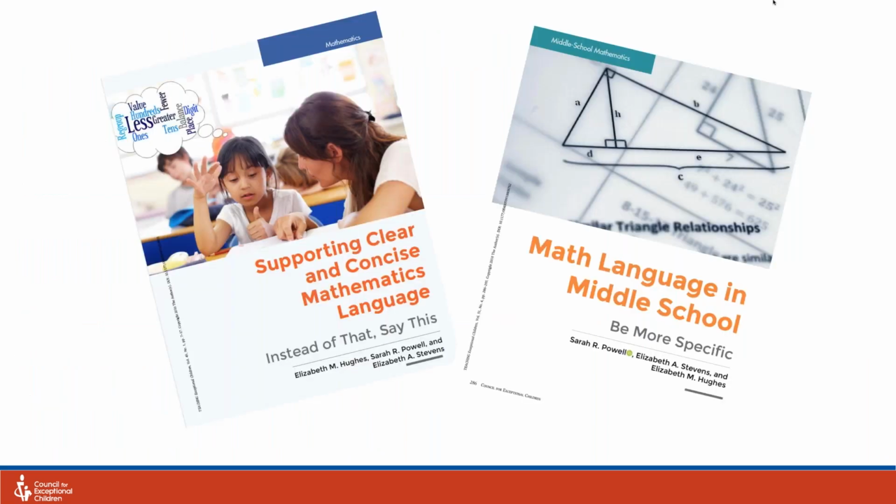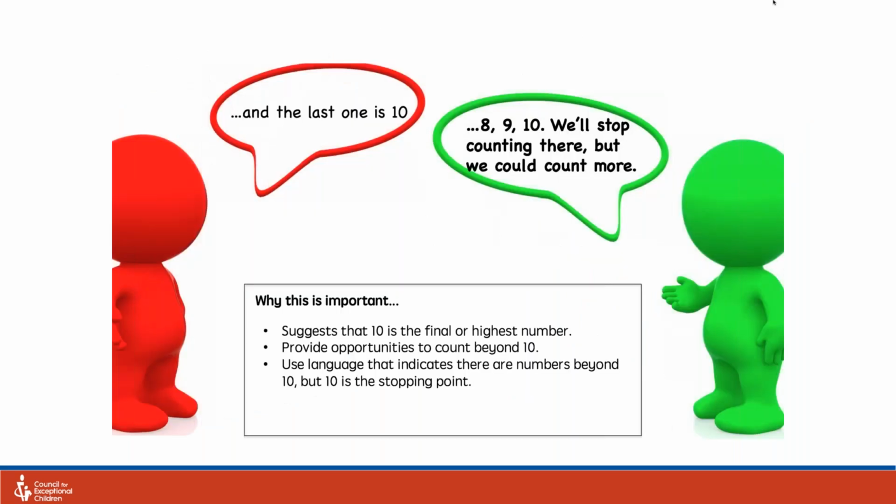So just a few examples. This is a set of articles that some colleagues, Elizabeth Stevens and Elizabeth Hughes, and I wrote over the last 2 years. And I'm happy to share these with you if you'd like them. But we gave some examples of, it's not a quick fix, but what are some things that you can do tomorrow to think about this math language piece?